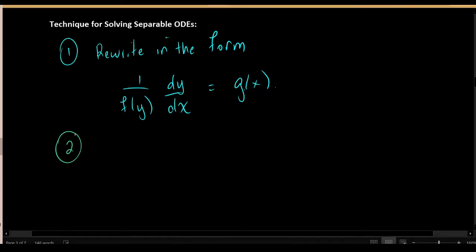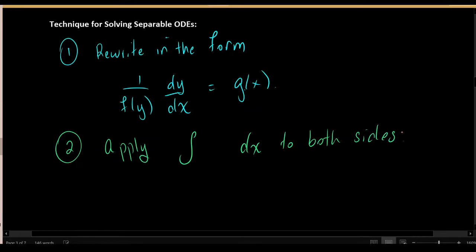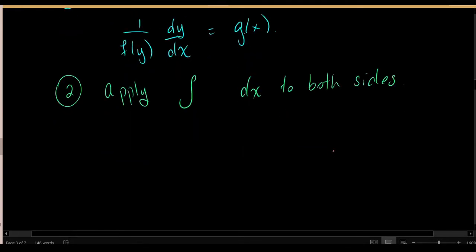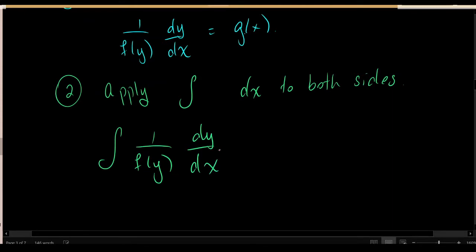The next thing that you want to do is integrate both sides of the equation with respect to x. Now when you do this, what you're going to get is an expression that looks like the following. The integral of 1 over f of y times dy dx, integrated with respect to x, is equal to the integral of g of x with respect to x.